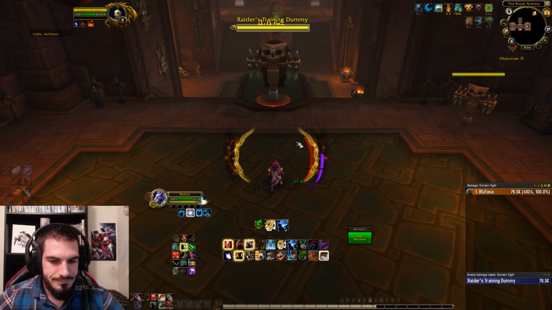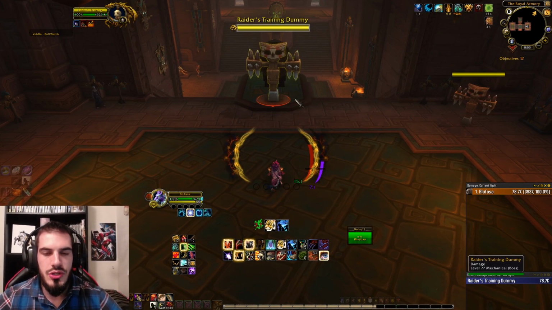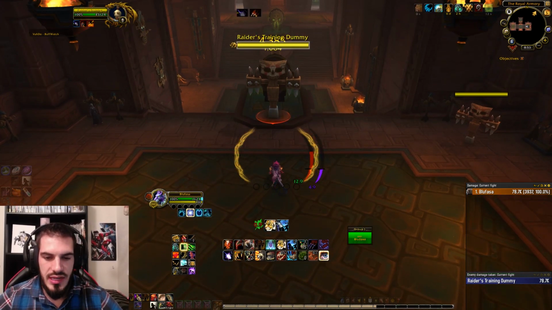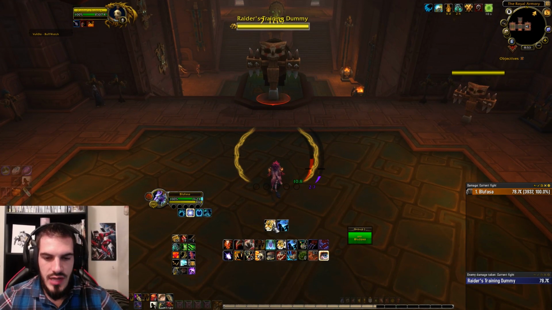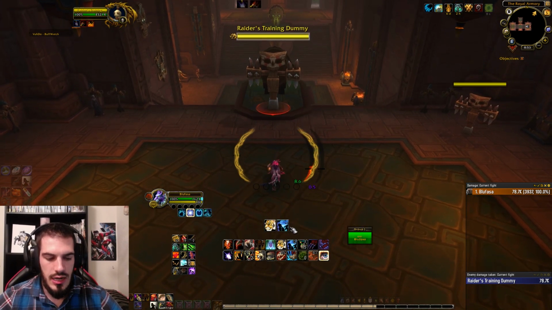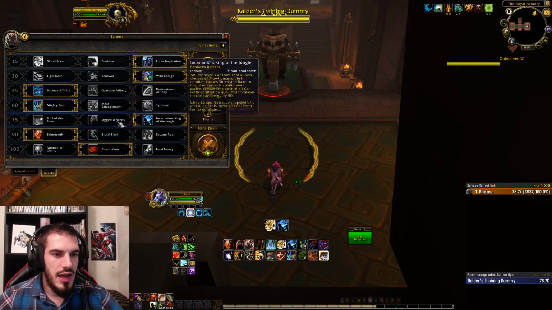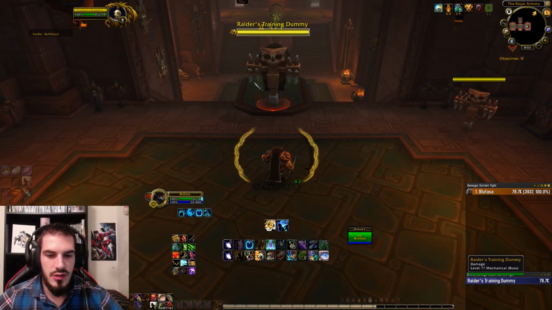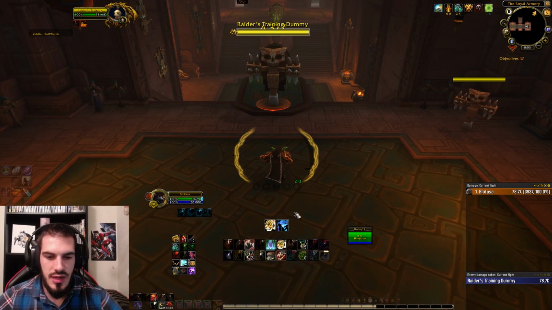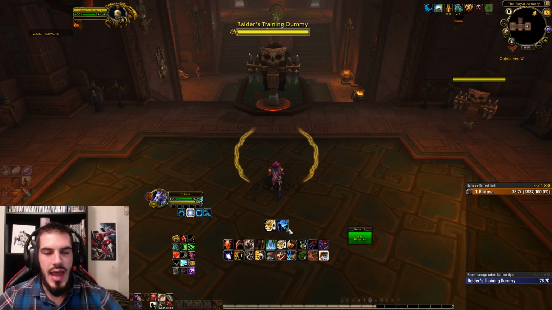Also on this WeakAuras is the actual Tiger's Fury and your Incarnation. If you are not running Incarnation, it's still going to show up as Incarnation. Don't worry. It's just the same thing. It's actually your Berserk. I have it as the same picture.